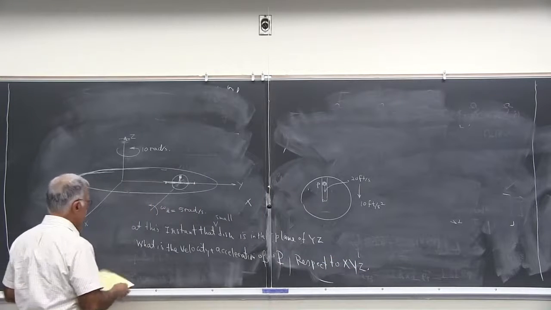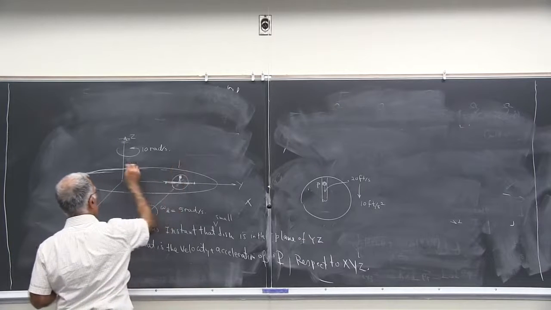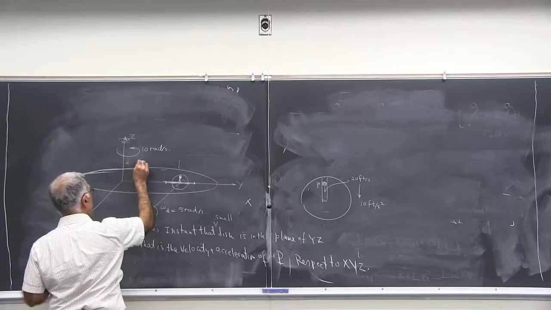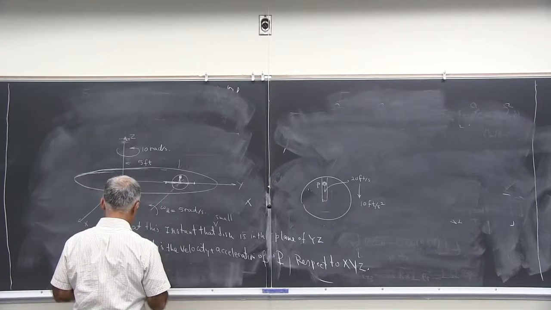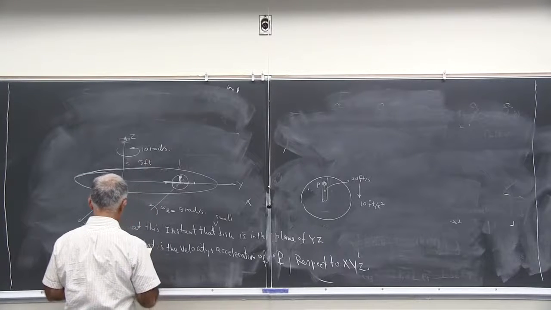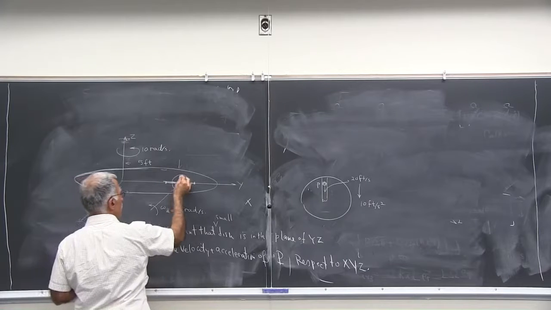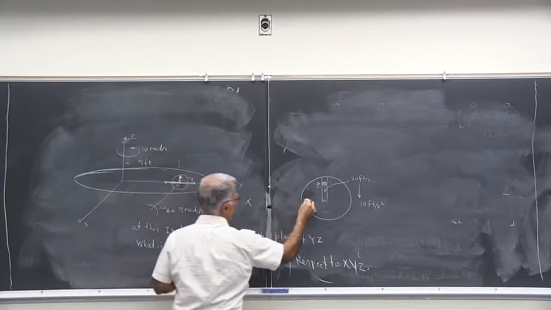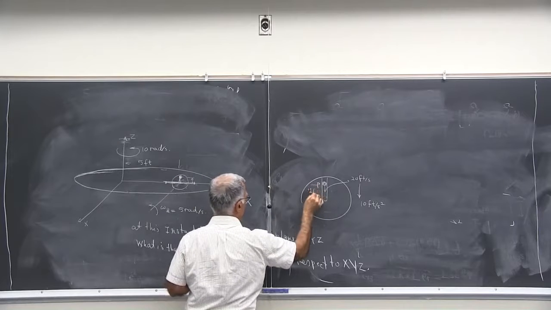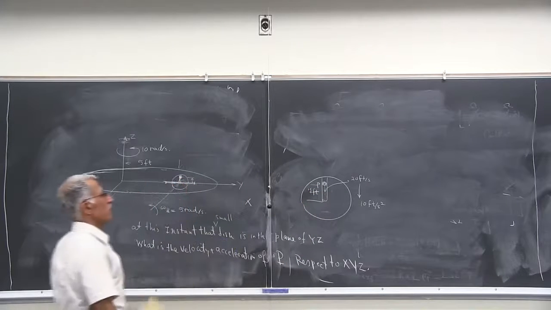We have given you some distances here. From here to here is 5 feet. And the distance from the piece of marble to the shaft is 1 foot. So this distance at this instant is 1 foot.